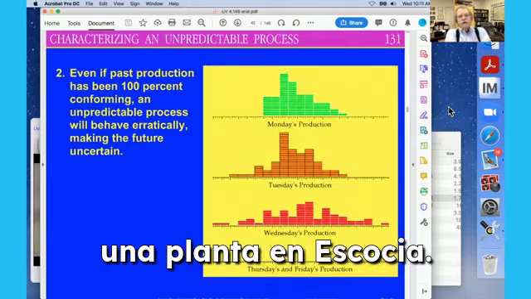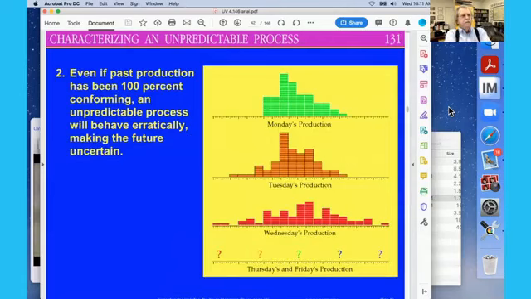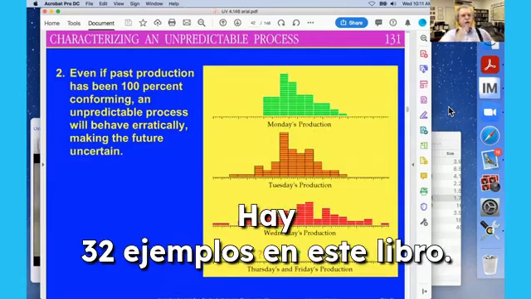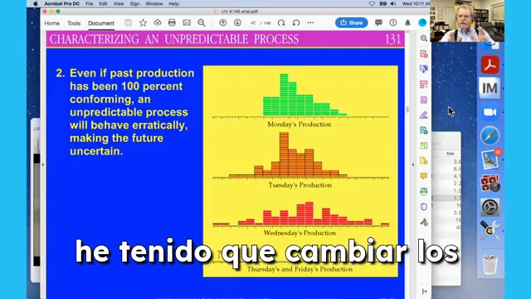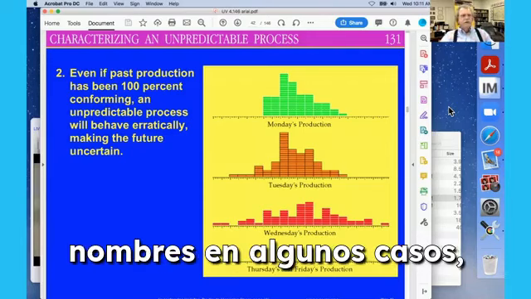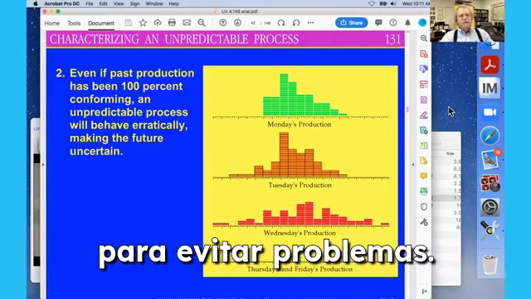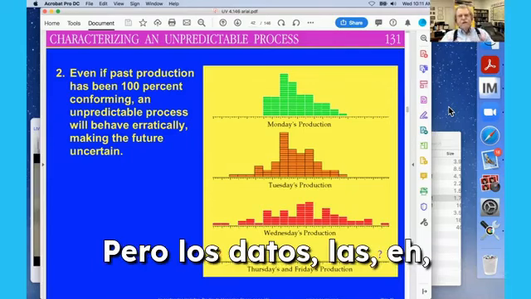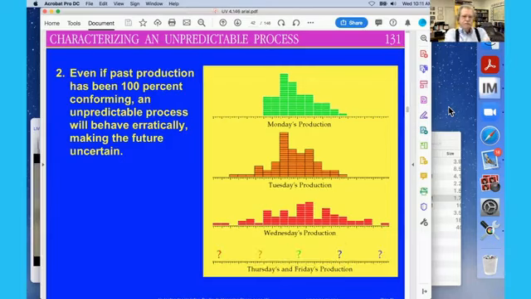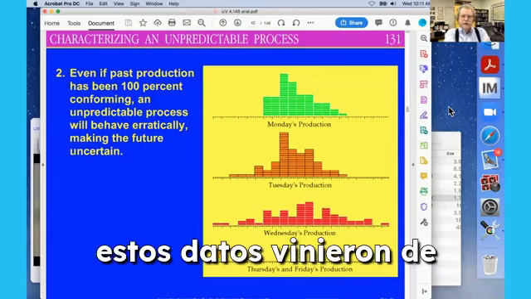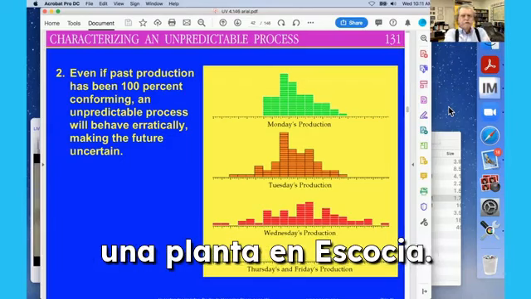Here's some data from a plant in Scotland. There are 32 examples in this book. They're all real. I've had to change the names in a few cases to keep me out of trouble, but the data, the stories are all real stories. Well, these data came from a plant in Scotland.